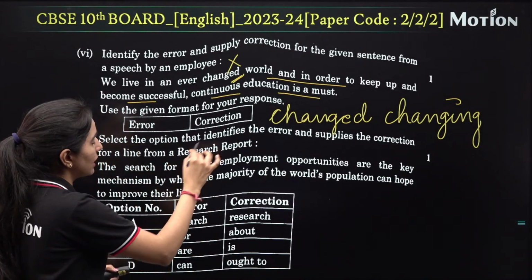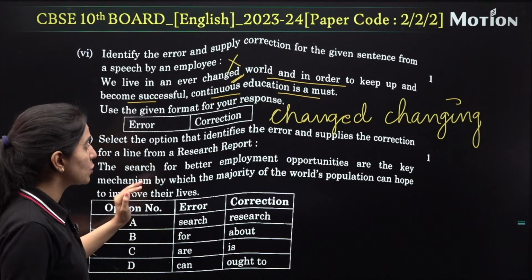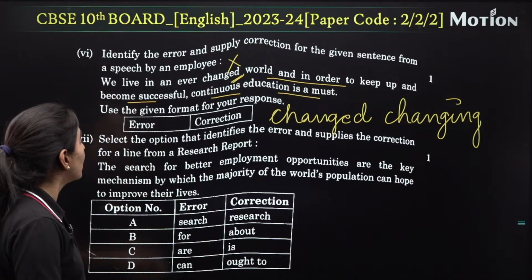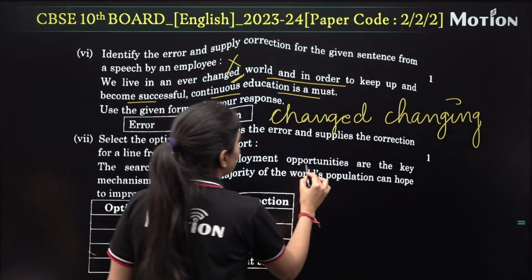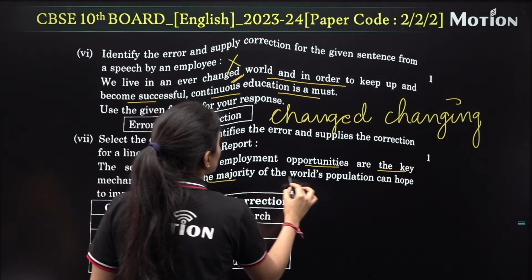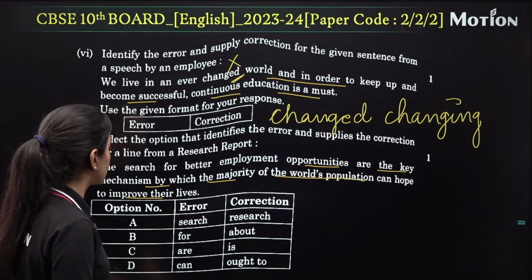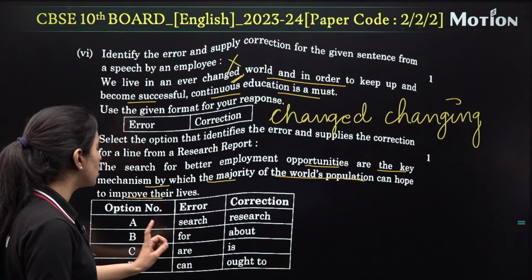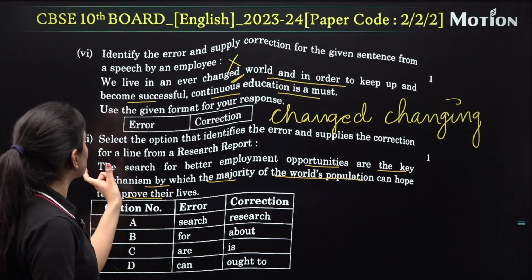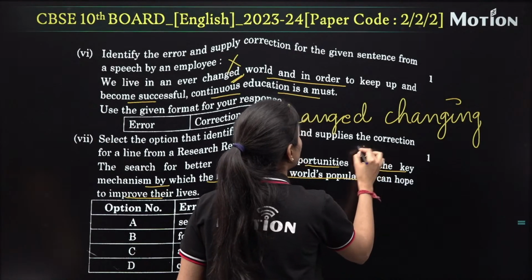Next, select the option that identifies the error. There are a lot of questions from error spotting. One must be good at it. Supply the correction for a line from a research report. The research for better employment opportunities are the key mechanism by which the majority of the world's population can hope to improve their lives. So now research becomes research, for becomes about, are becomes is, can becomes ought to. So the research for better employment opportunities is the key.